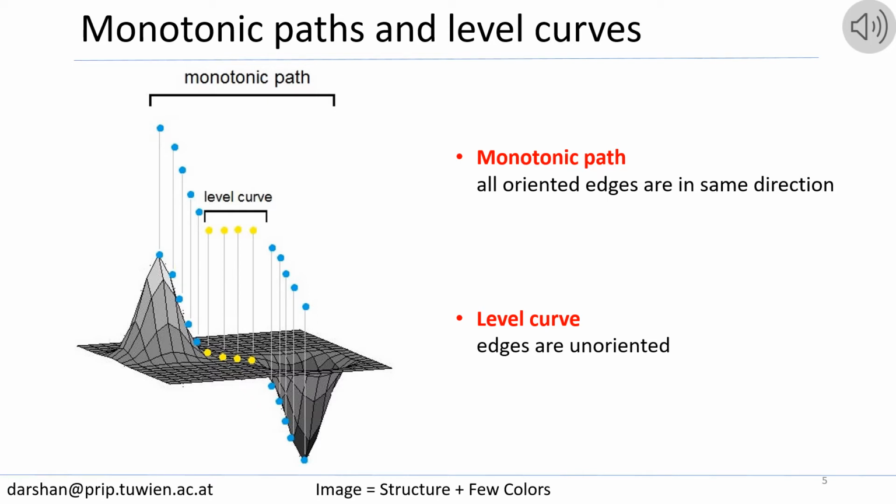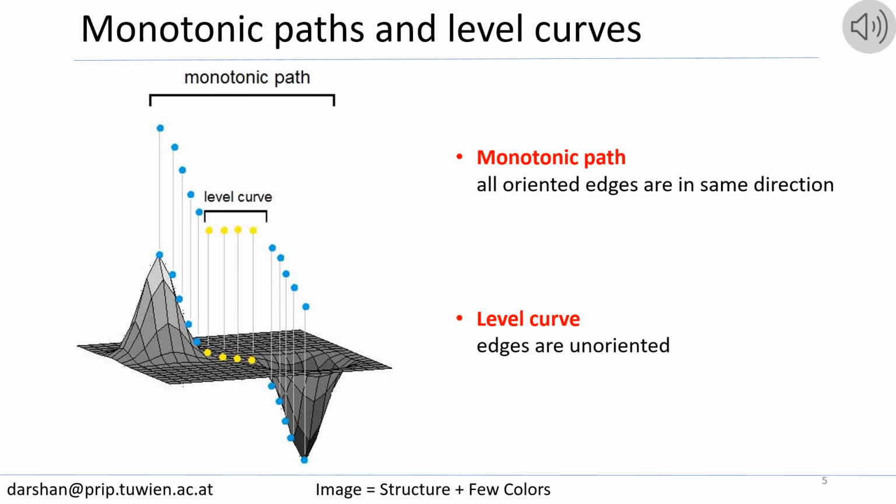In the image, we can see a curve connecting 2 points, a maximum and a minimum. It is named a monotonic path since all the oriented edges on the monotonic path are in the same direction. In case the contrast is 0, the edge remains unoriented, and a curve with unoriented edges is called a level curve. A level curve, shown in yellow color, can be a part of a monotonic path as shown in the figure.